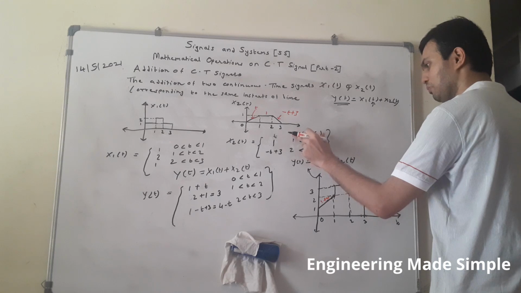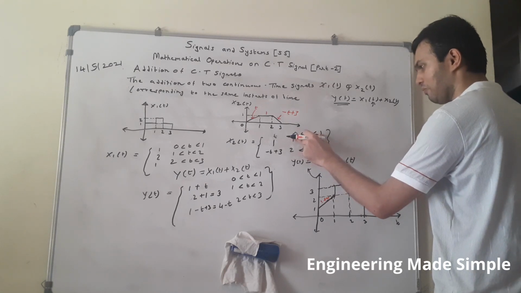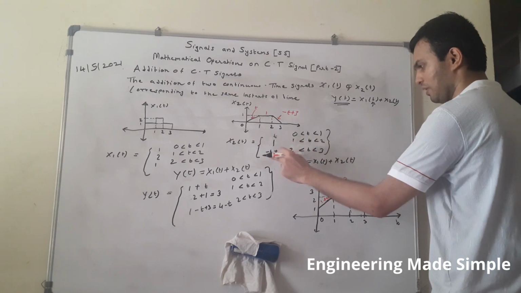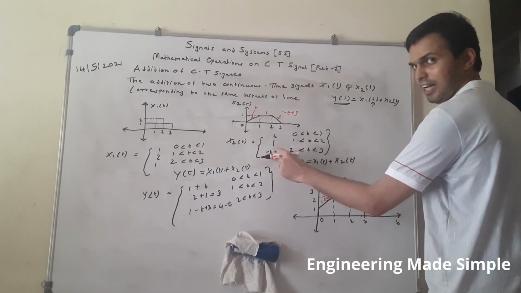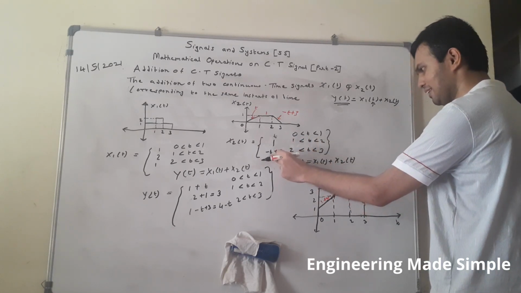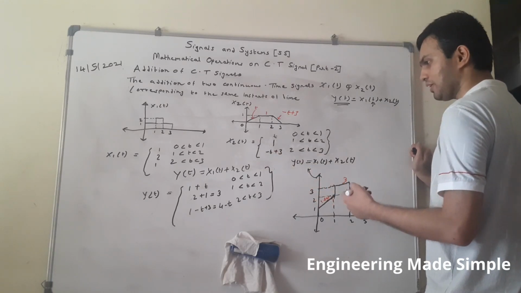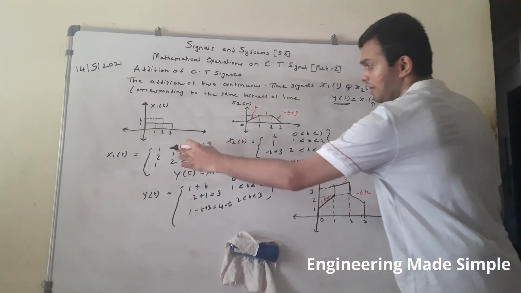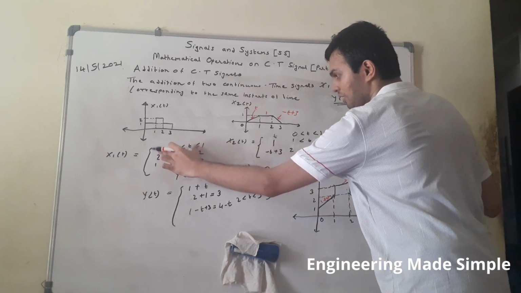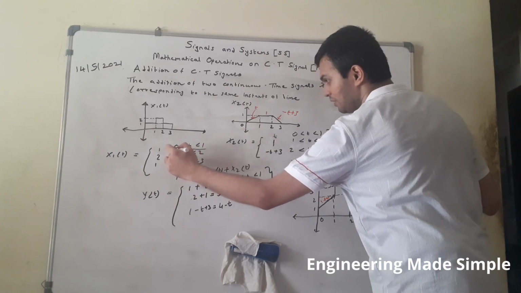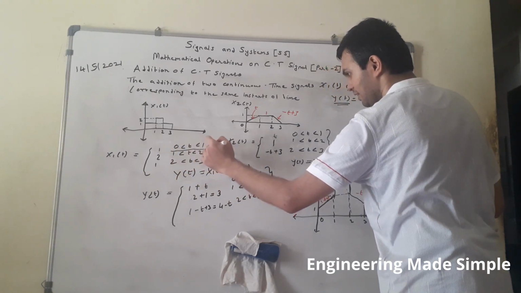In the time interval 0 to 1, it is defined as t. Between 1 and 2, it is defined as 1, and between 2 and 3, it is defined as minus t plus 3. So when we are supposed to add these two signals, we add the amplitudes of the corresponding given time intervals. What is the value of the given signal in the time interval 0 less than t less than 1? It is 1.